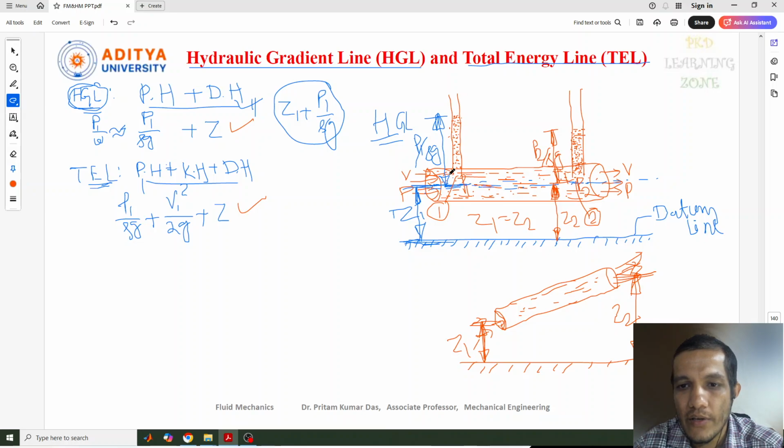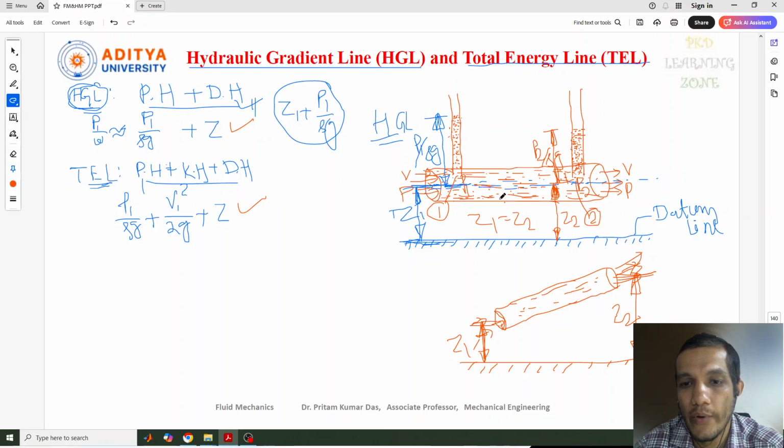Now, at this point, if you see, these pressure levels are different at the first section and the second section. This is also one of the reasons for the losses in this pipe. Losses in the pipe may be major loss and minor loss, which we have already discussed previously.